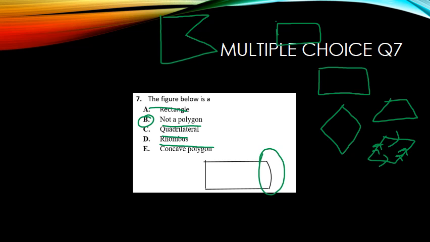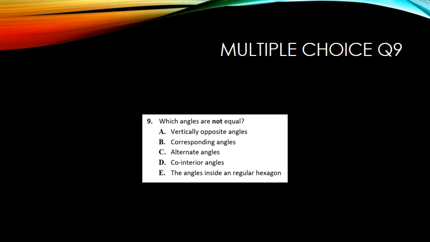So our final answer is B, not a polygon at all. Okay, which angles are not equal? Vertically opposite angles. Well, let's have a look at what they look like. So these are vertically opposite angles. And we know for a fact that these two will be the same and these two will be the same. So vertically opposite angles are equal, so let's cross that out.